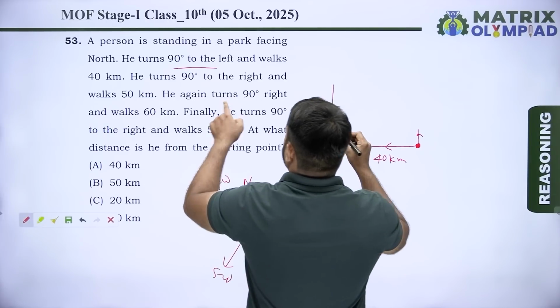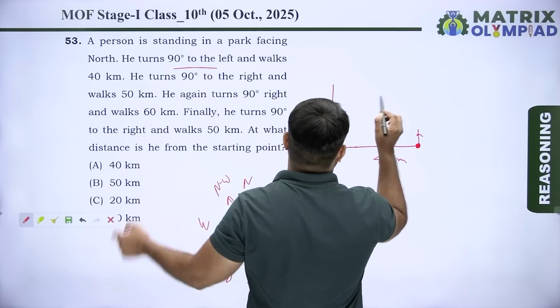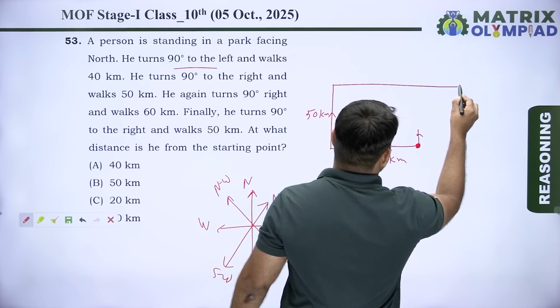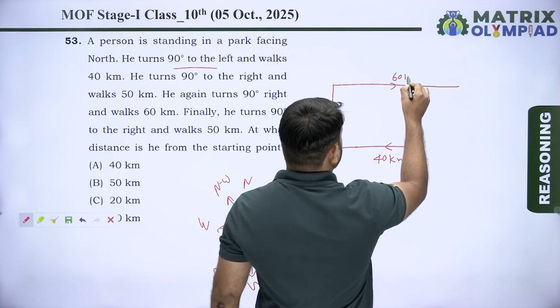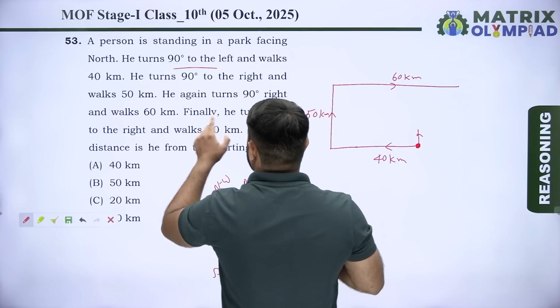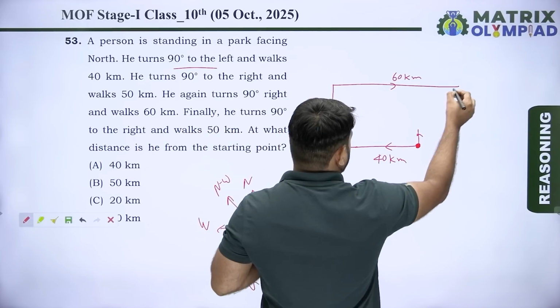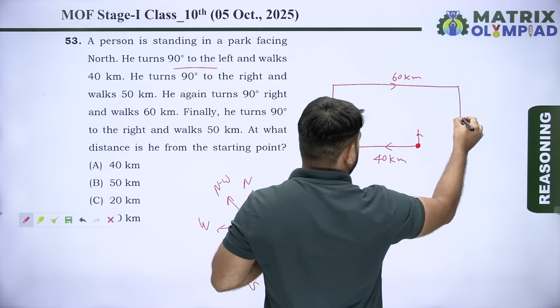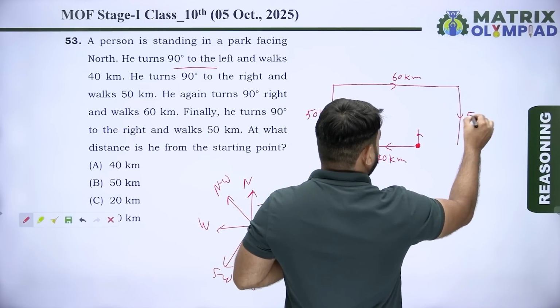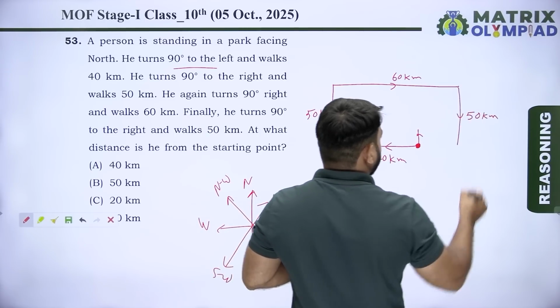He again turns 90 degrees right and walks 60 kilometers. Finally, he turns 90 degrees to the right and walks another 50 kilometers.